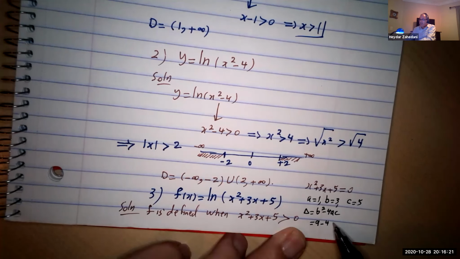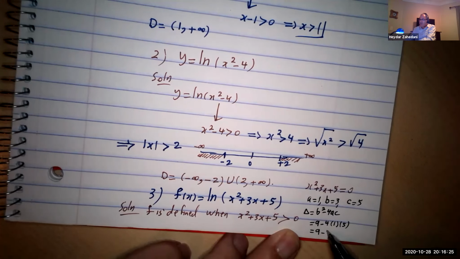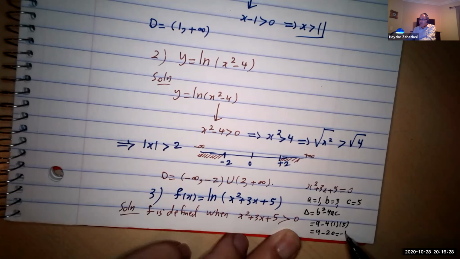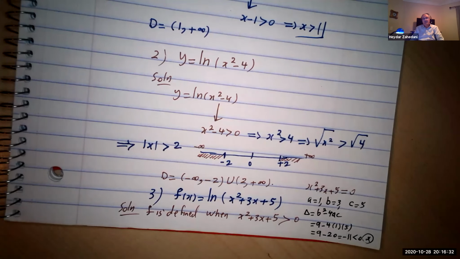Minus 4ac: 4, 1 times 5. So that gives 9 minus 20, which is a negative 11. See? You can't solve it. And we talk about it. If you cannot solve it, the sign is the sign of the x squared.